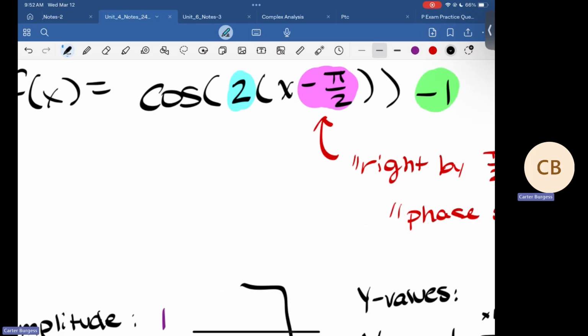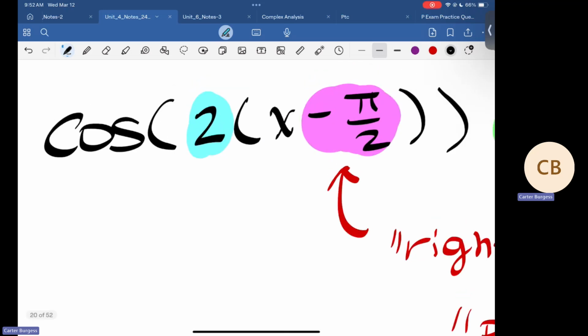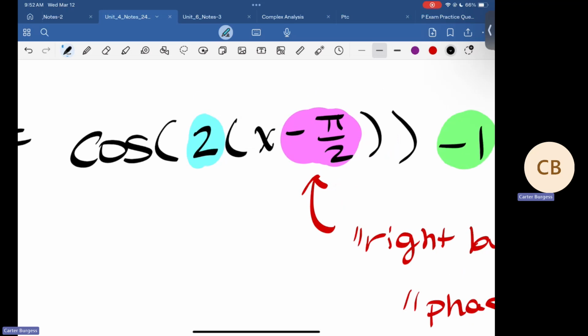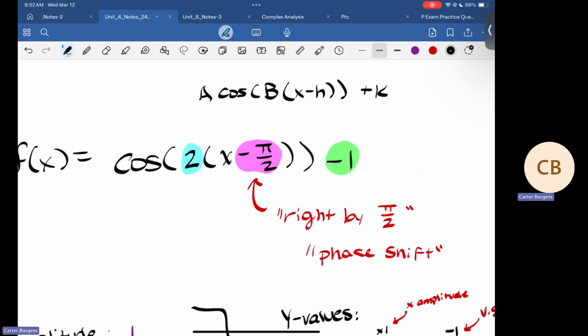But it also means we undo the PEMDAS, or we go backwards through PEMDAS when we are working here. So if I am looking at the order in which things are being done to x, what is being done to x first, and what is being done to x last? So first we have subtraction, and then we have multiplication, right? First subtraction because of the parentheses, and then multiplication because multiplication comes next. We are going to reverse that order. We are going to first get ready to deal with the times 2, and then we are going to get ready to deal with the minus pi over 2. And we're going to work to undo those values.